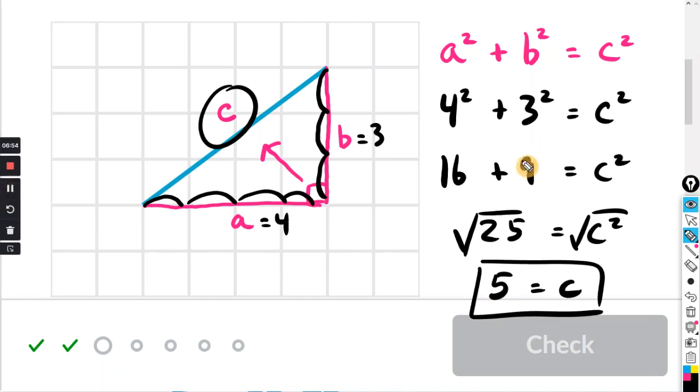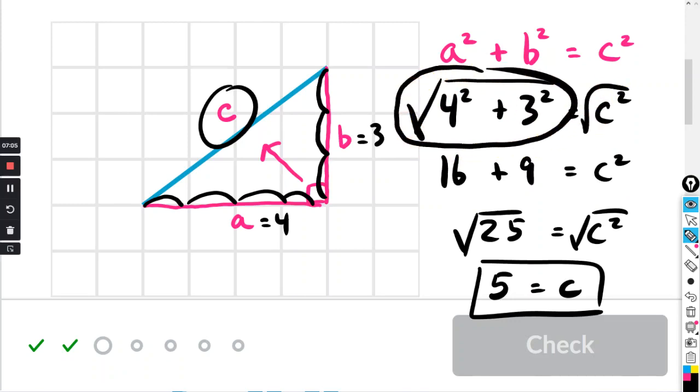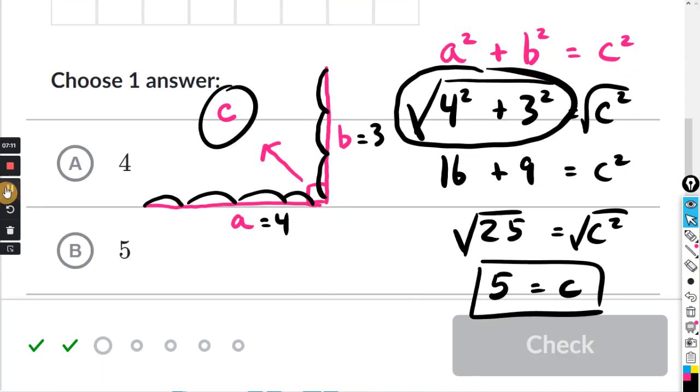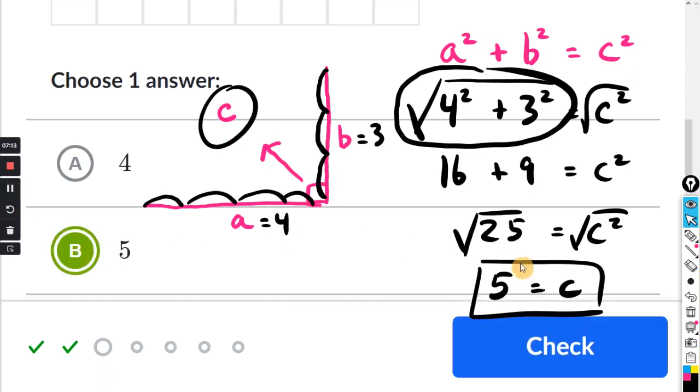And by the way, if you wanted to let the calculator do all the work, you can just take the square root at this step right here and then enter this in the calculator, the square root of 4 squared plus 3 squared, depending on what kind of calculator you have. All right, so it's answer B. C is just 5.